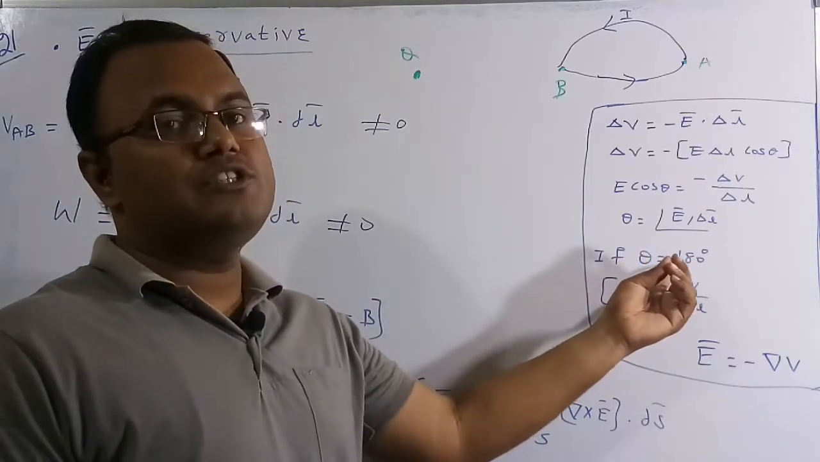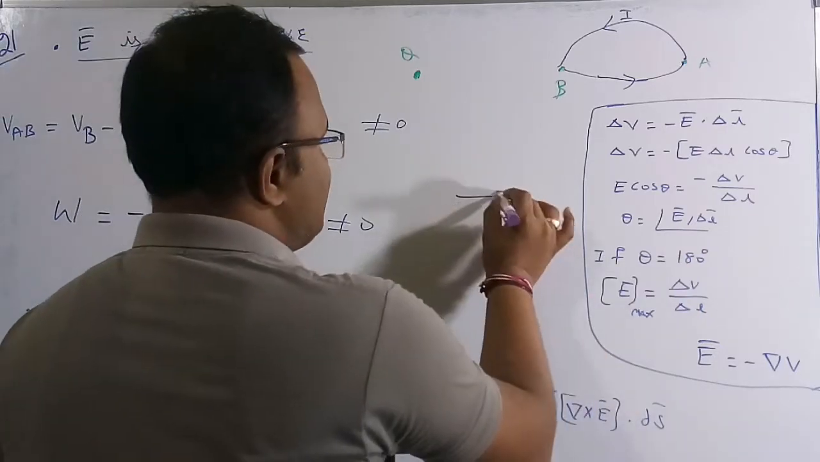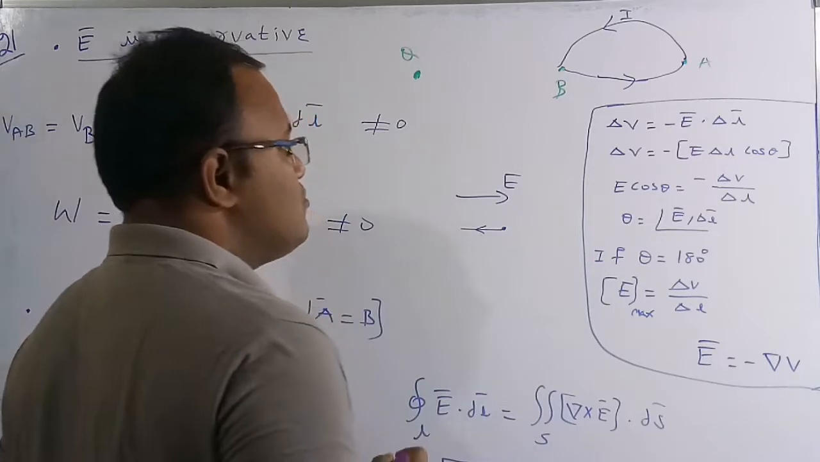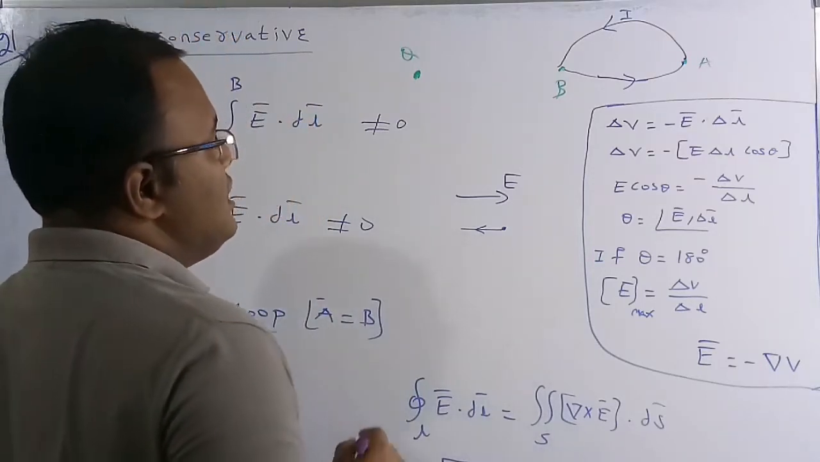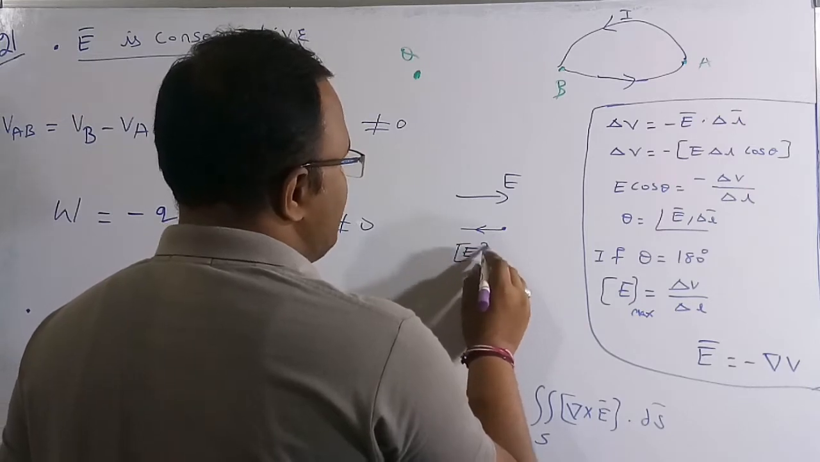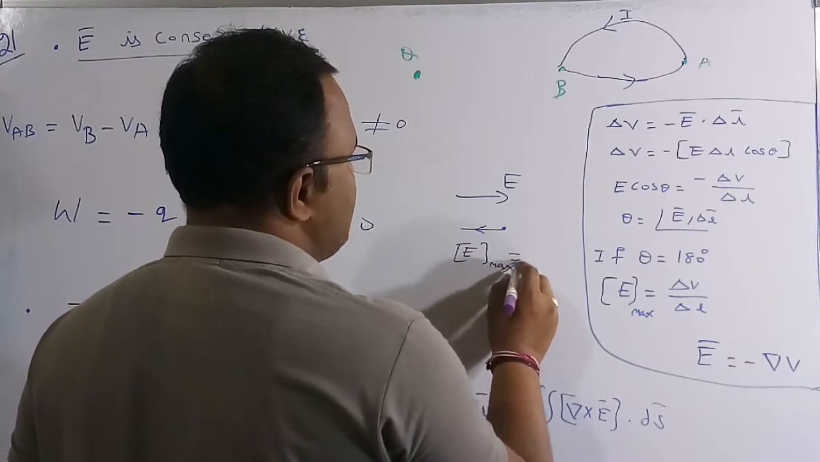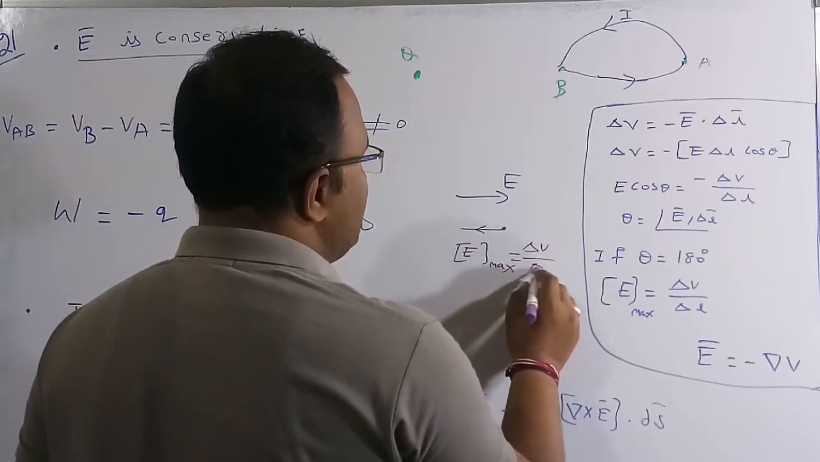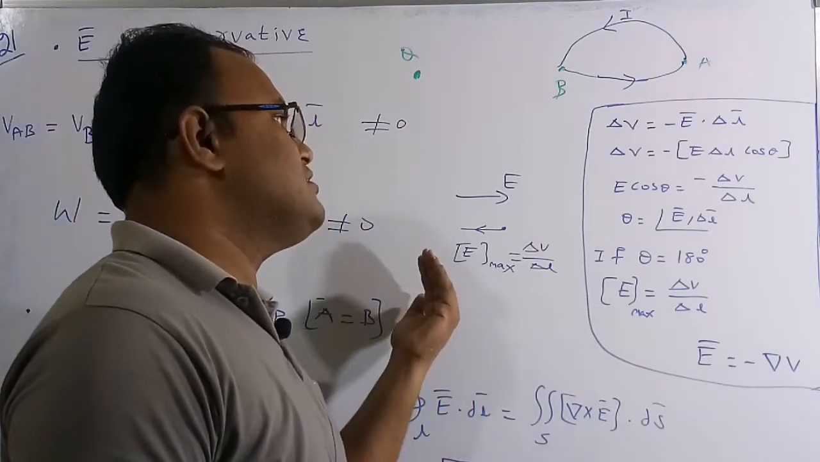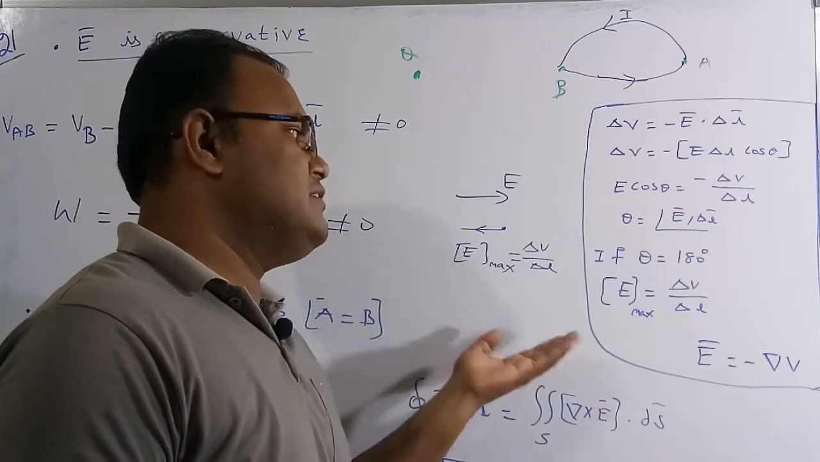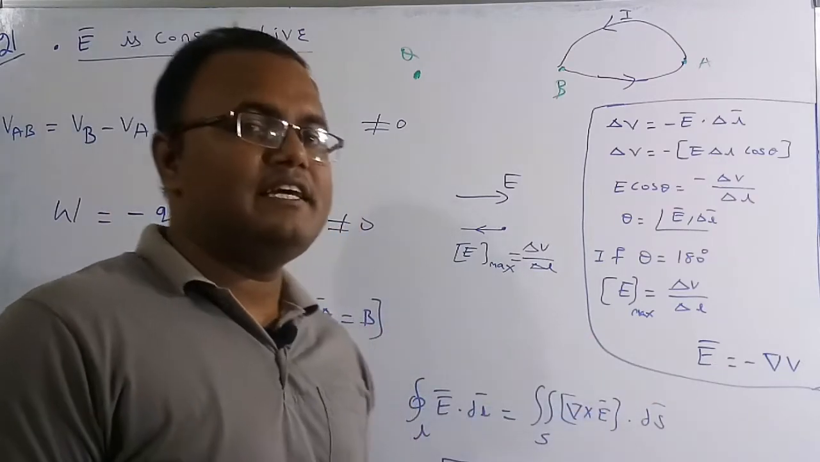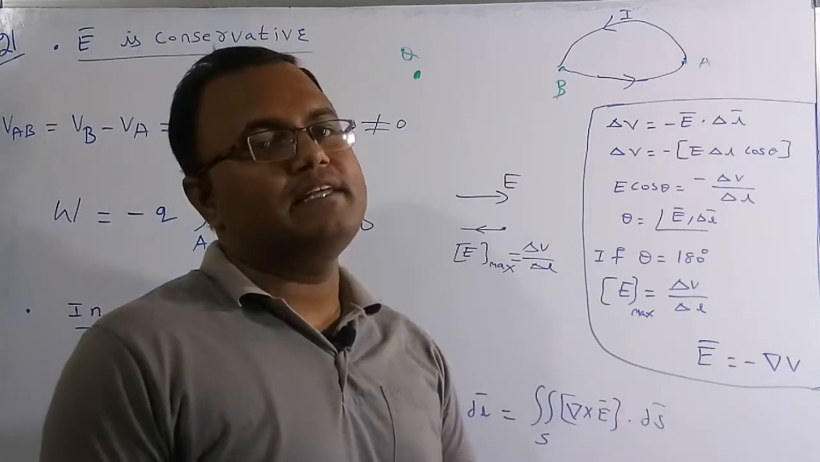We get the maximum electric field only if we move in opposition. If this is the direction of the electric field, we have to move the charge opposite to the electric field, and then the electric field will be maximum, delta V by delta L. If you go in the opposite direction with respect to the electric field, the gradient is very high. So finally E bar is nothing but minus del V.